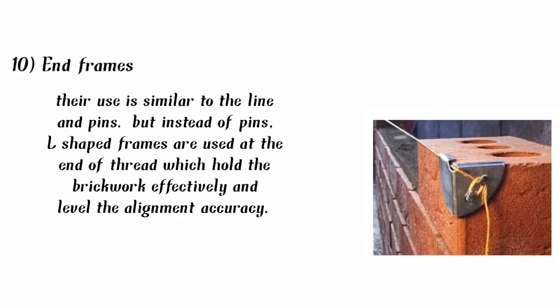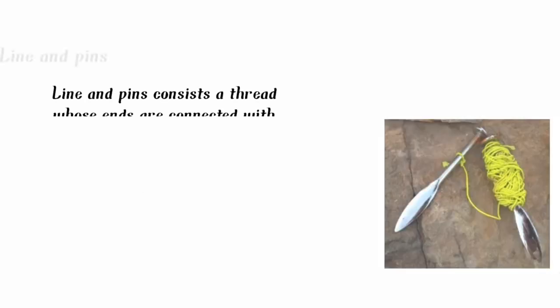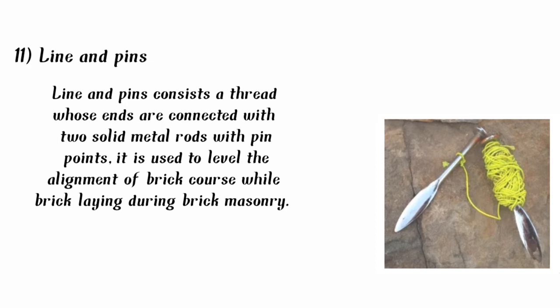Number 10. End frames. Their use is similar to the line and pins, but instead of pins, L-shaped frames are used at the end of thread which hold the brickwork effectively and keep the alignment accurate. Number 11. Line and pins. Line and pins consist of a thread whose ends are connected with two solid metal rods with pin points. It is used to level the alignment of brick course while bricklaying during brick masonry.